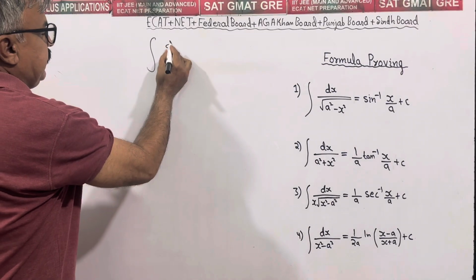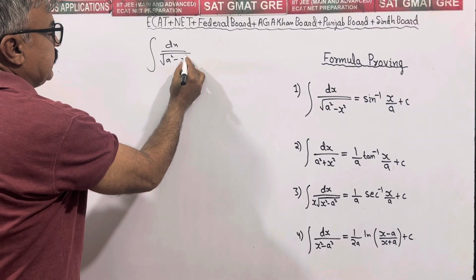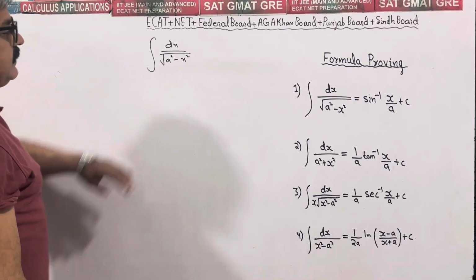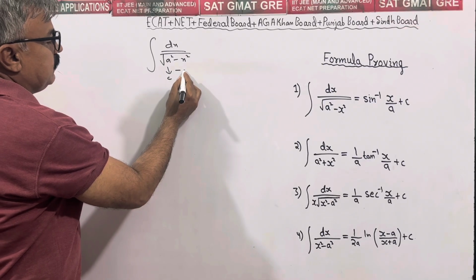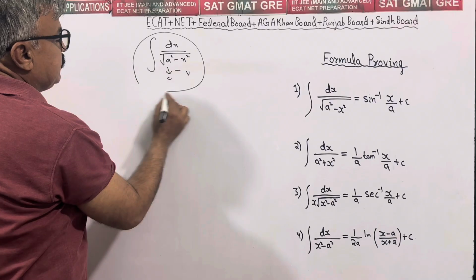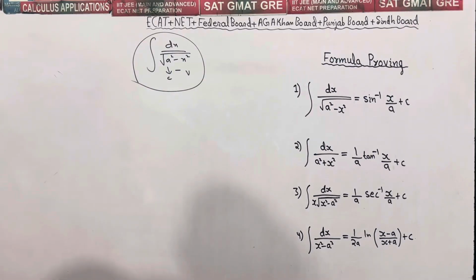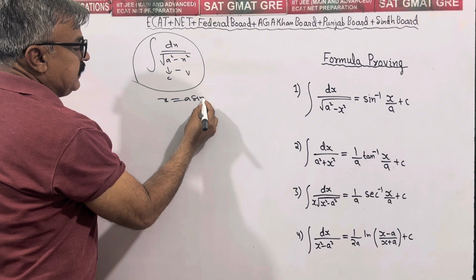Integral dx over root a square minus x square. If that is the case, look at this. First constant, middle symbol minus, then variable, no function derivative situation. We assume that x is equal to a sine theta.